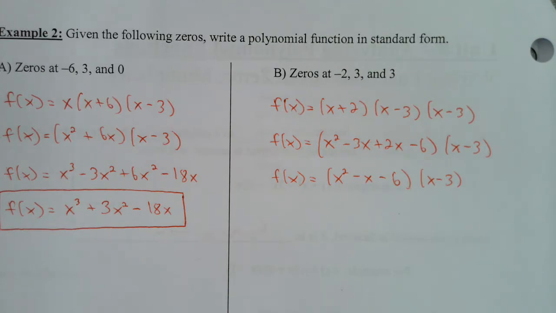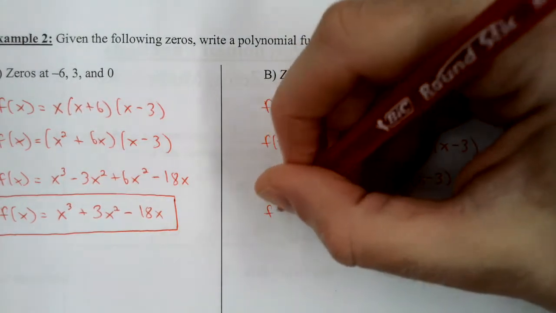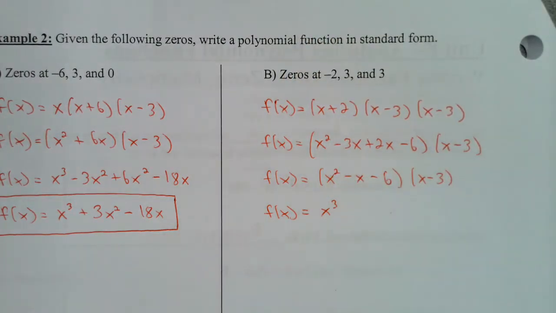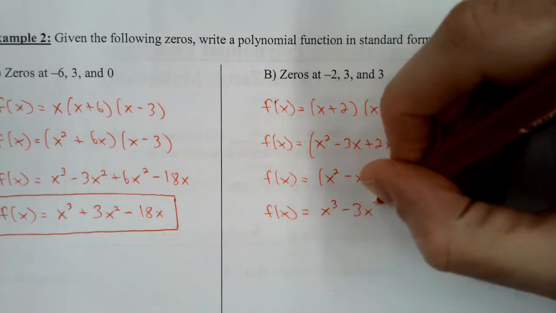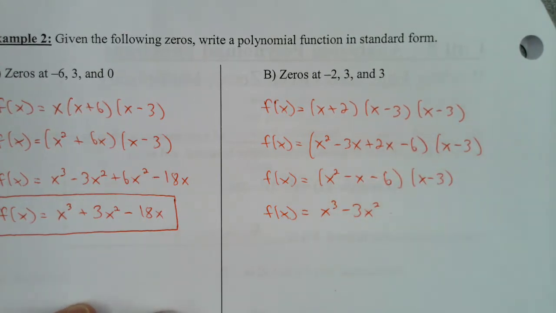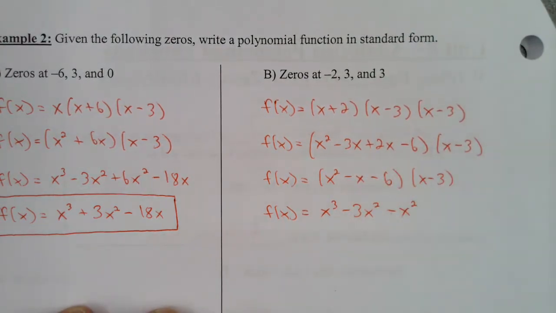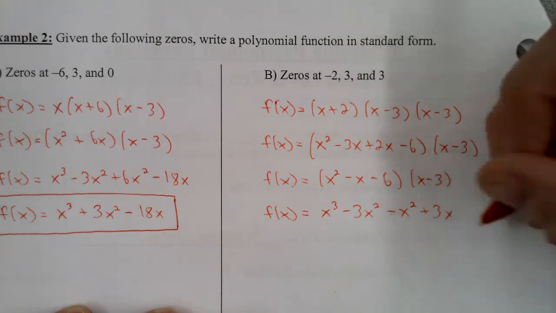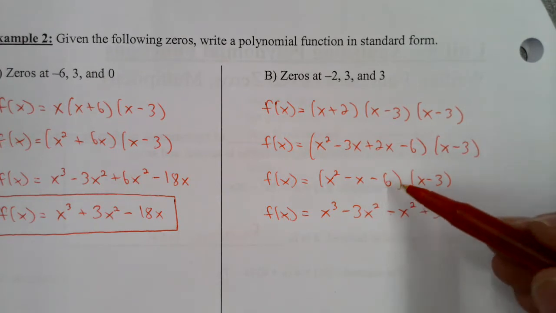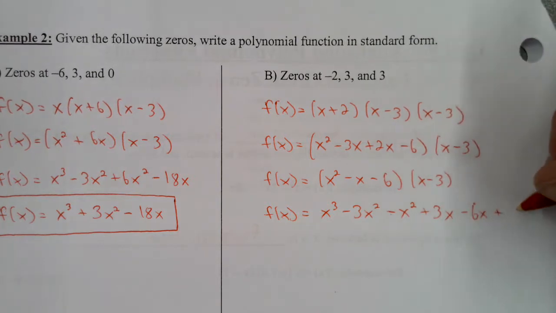And now we're going to distribute again, okay? You're going to distribute again. x squared times x is x cubed. x squared times negative 3 will be minus 3x squared. Okay. Then distribute the negative x. Negative x times x will be minus x squared. Negative x times negative 3 will be plus 3x. Now let's distribute the negative 6. Negative 6 times x will be minus 6x. And negative 6 times negative 3 will be plus 18.